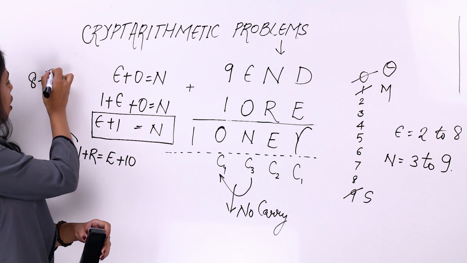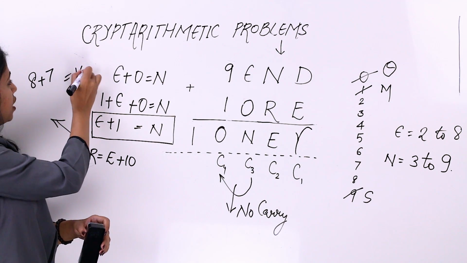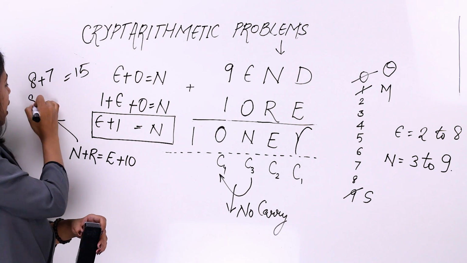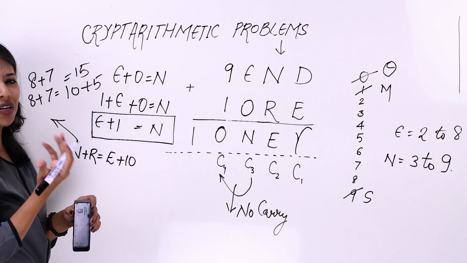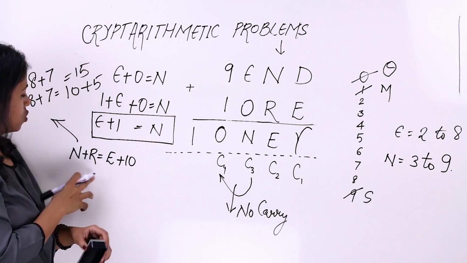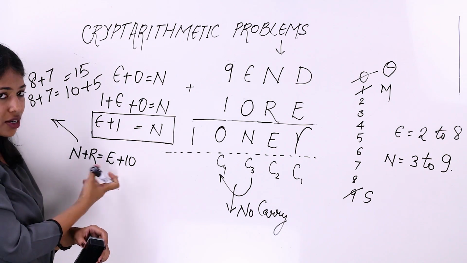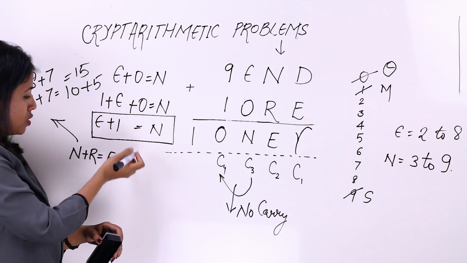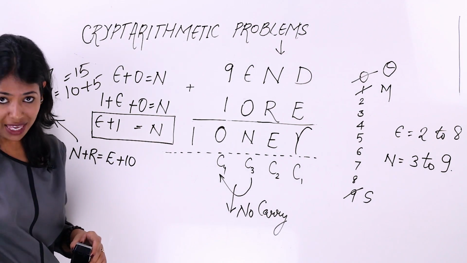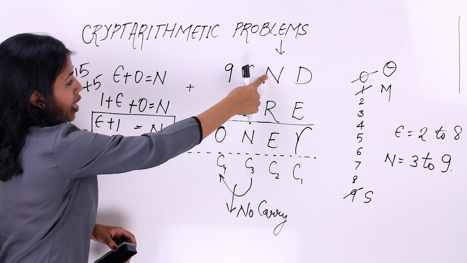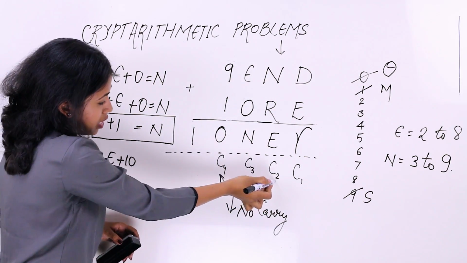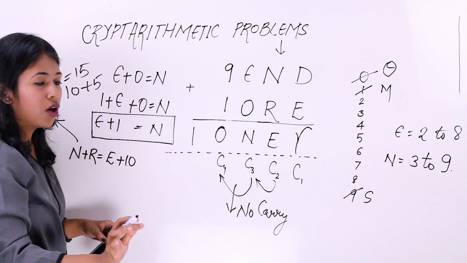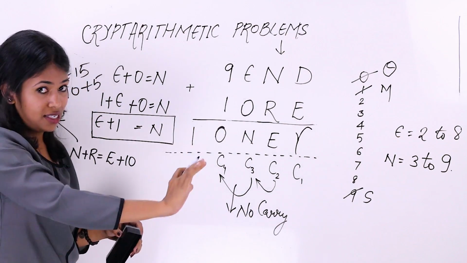If we are having two numbers, 8 plus 7, which gives 15, I can write the same thing as 8 plus 7 gives 10 plus 5, right? So it is just about the representation of the numbers. So I'm just writing it as n plus r equals e plus 10. So there is one possible case wherein we are not having a carry, which means that n plus r will give me e plus 10, given the fact that there is a carry from C2 to C3. Alright, so definitely 10 exists.